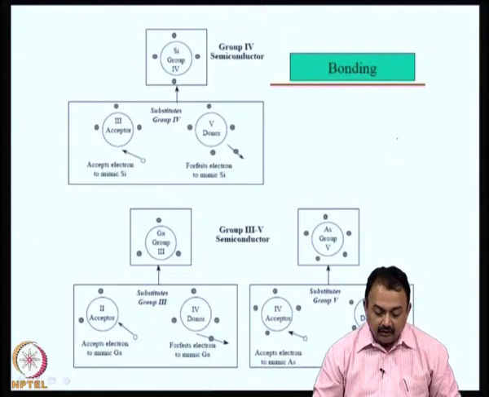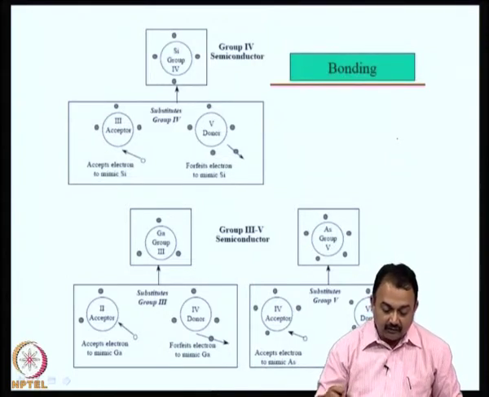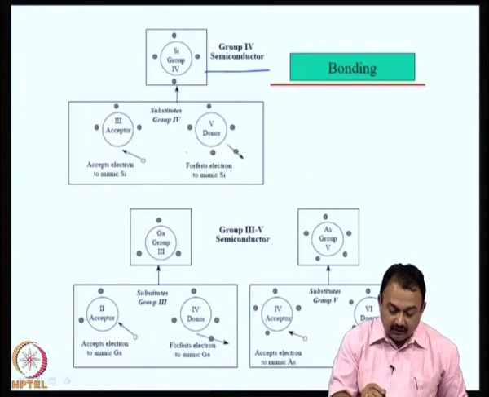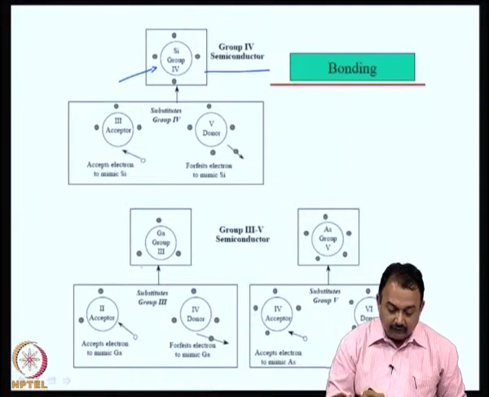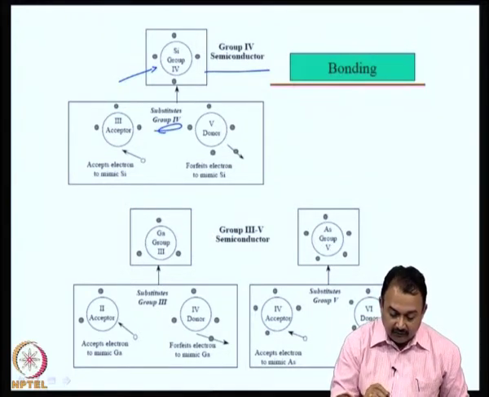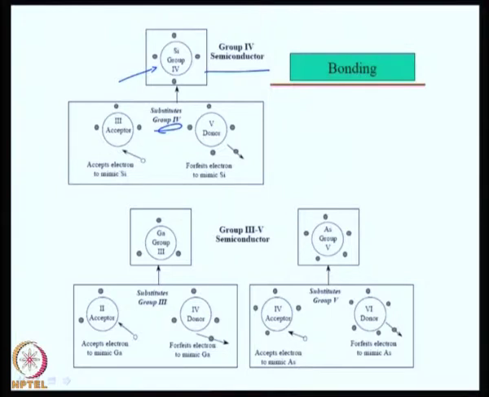Now, the bonding requirements, for example, I will give you an example. Group 4 semiconductor silicon is a group 4 material. Now, if you look at substitutes from group 4 itself, the requirement is that if you take a group 3 acceptor, that means it should accept 1 electron to mimic silicon, whereas a group 5 donor will forfeit or give away 1 electron to mimic silicon. So, these are the requirements for bonding in a group 4 semiconductor.